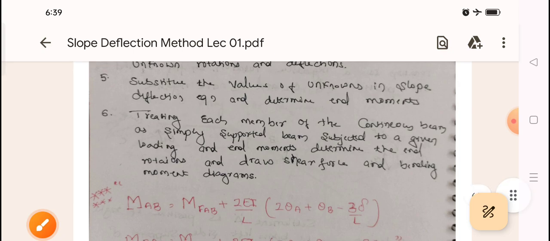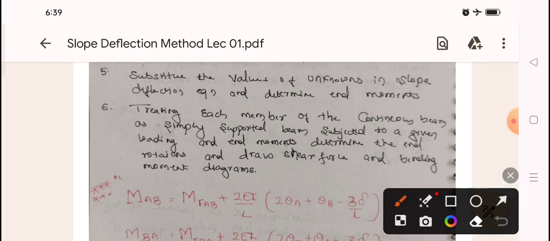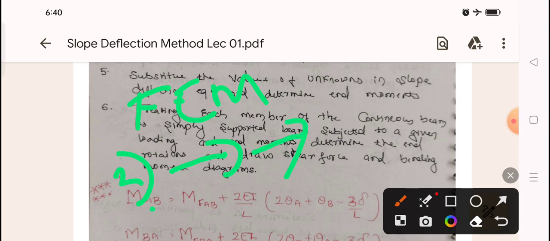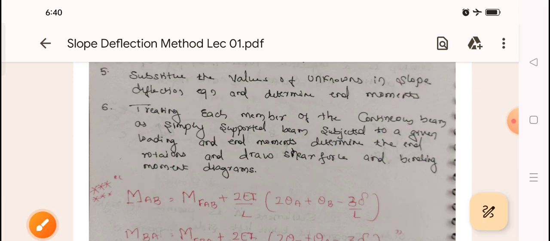What is the first step? In step number 1, we have to calculate the fixed end moment. Step number 2: substitute the value of fixed end moment in the main equation. Next, step number 3: solve the equation. After solving, you have to apply joint equilibrium. You will get the values, and again substitute in the main equation, and you will get all the unknowns. Okay, this is the thing you are supposed to remember.